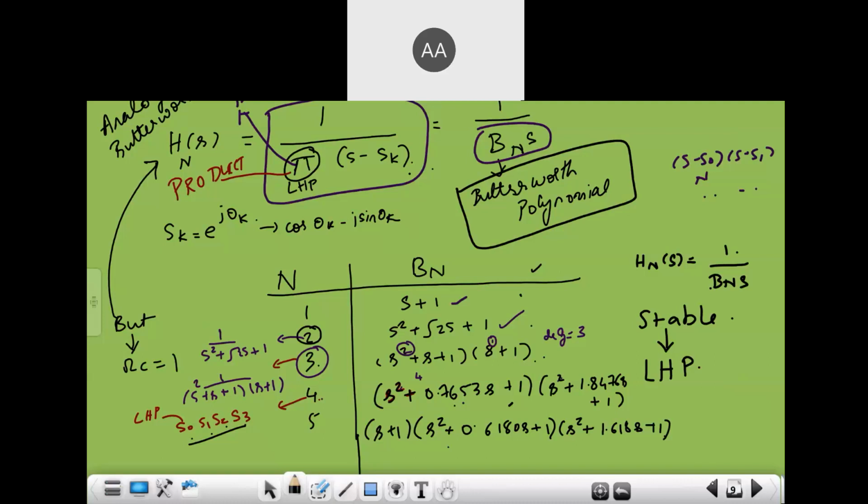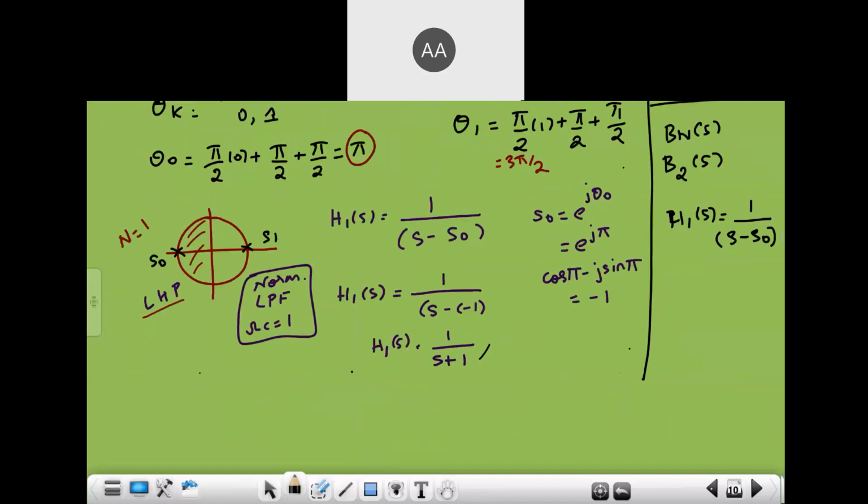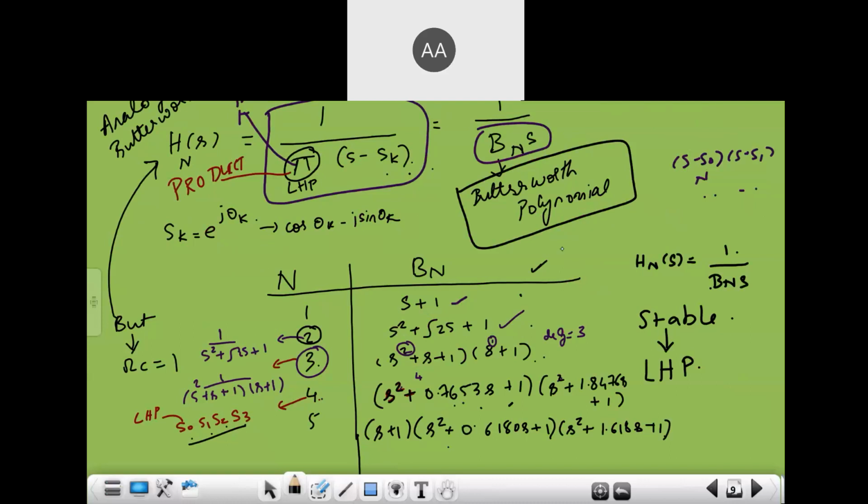I had told you how to find this Butterworth filter polynomial in the previous classes. Those of you who were not there, we follow this principle: the product of S minus Sk, where k varies from 0 to 2n minus 1. We find out the Butterworth polynomial, and this is the table that we get.